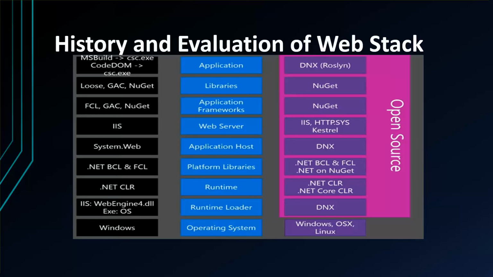And apart from this, there are a couple of areas they made open source again. If you see this diagram, DNX, CLR, Core CLR, BCL and FCL, .NET on NuGet, DNX, IIS, HttpSys, Kestrel, NuGet, these are some of their recent releases with respect to application libraries and frameworks, web server, application host, platform libraries, runtime, and runtime loaders. They made them open source, and they are available on GitHub.